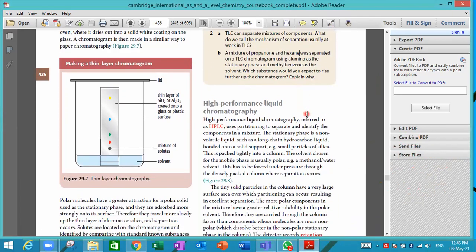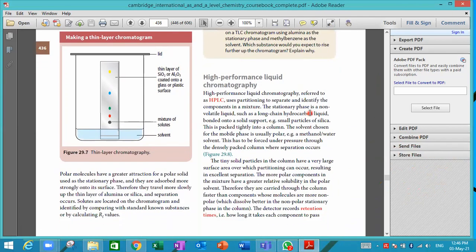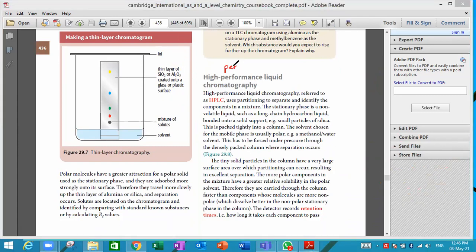Now we come to a third method in chromatography. We call it high performance liquid chromatography, or sometimes it is called high pressure liquid chromatography. Either we say high pressure or we say high performance. So let's call it high performance as it is known here in this book. Now, what is high performance liquid chromatography?